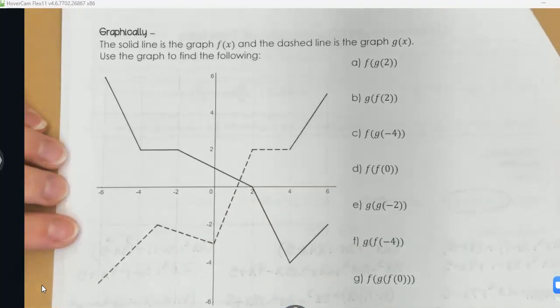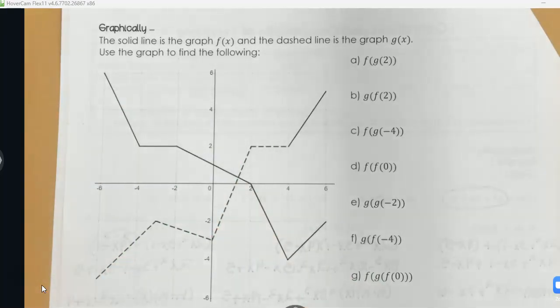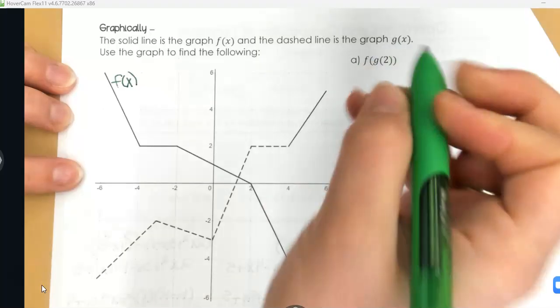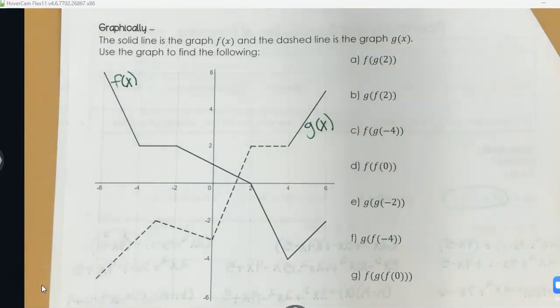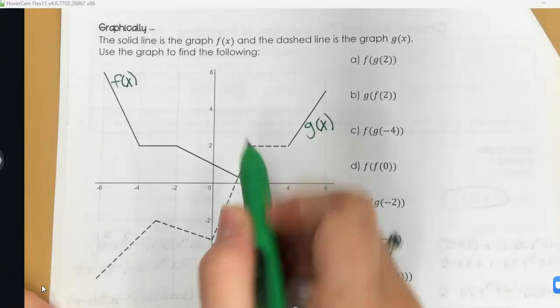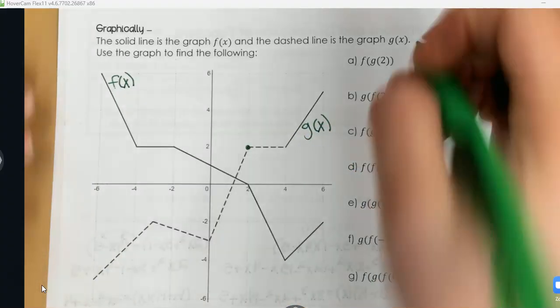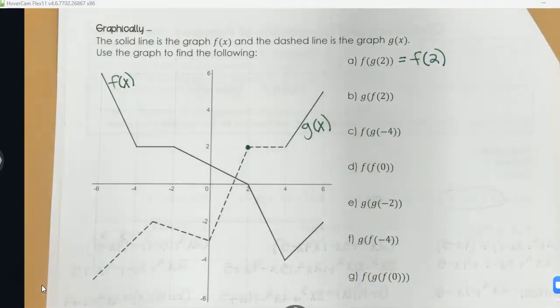We can also do this graphically and from a table. So we are going to look at graphs first. We know how to evaluate points on a graph. And what we're told here is that the solid line is f of x, and my dashed line, which should have continued up here, is g of x. So again, we're working from the inside out here. So on A, the very inside portion says g of 2. Well, to find g of 2, that means on my graph, I'm going to go to where x is 2, and I'm looking at my dashed line, and the y value also happens to be 2. So that means what I'm now evaluating is f of 2.